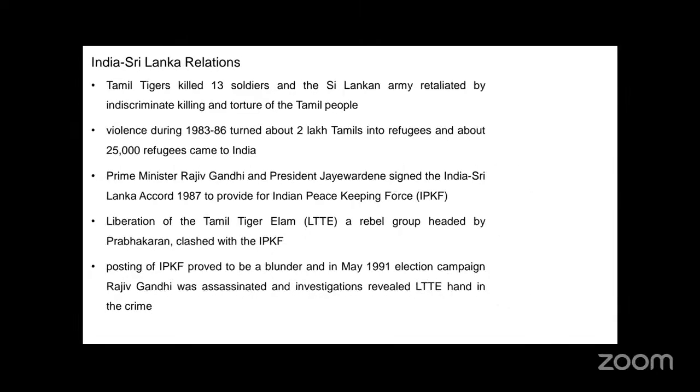Now, what happened was the Tamil Tigers, the Tamil Eelam, are said to have killed 13 soldiers of the Sri Lankan army, and the army is said to have retaliated with discriminative killings and torture of the Tamil people. This led to an ethnic conflict that turned out to be on the verge of genocide-type situations, and the violence broke out during the period 1983 to 86.